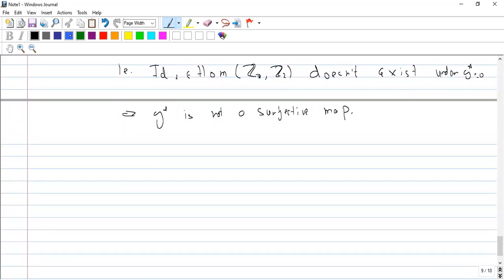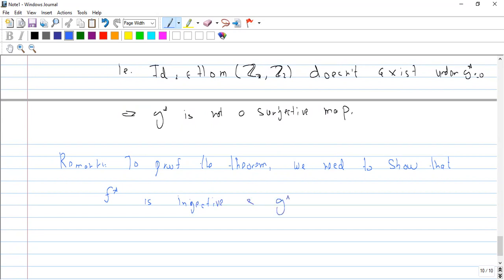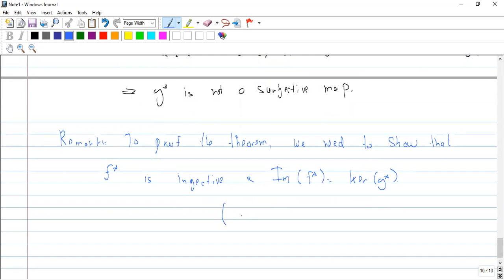ओके, सो यहाँ पे मैं हरमान ले देता हूँ that to prove the theorem we need to show that F star is injective and image of F star it is equal to kernel of G star. ओके, तो अभी के लिए ये जुमला आप लोग के लिए लिख देते हैं, ये बड़ा मशहूर जुमला है। It is left as an exercise.